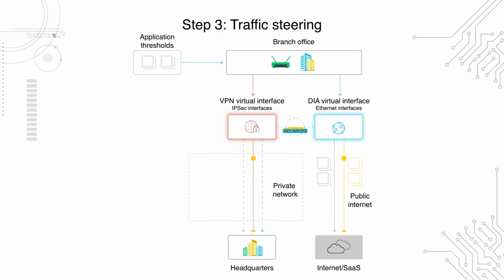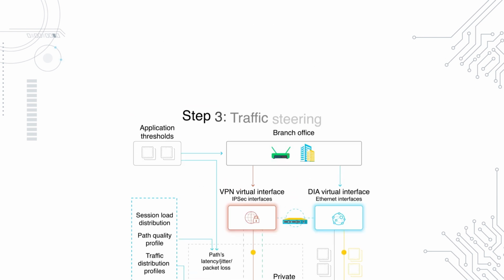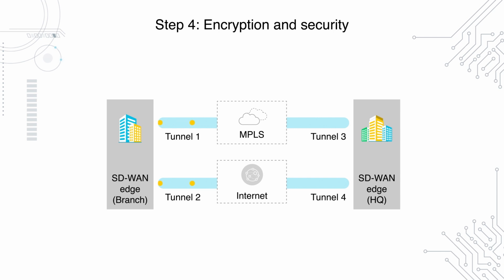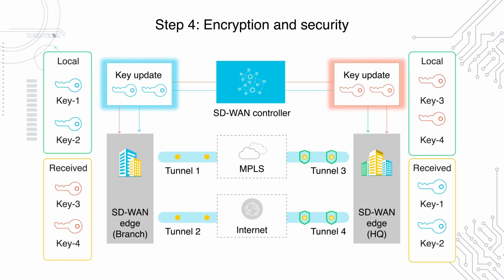Step 3. Traffic steering. Once the optimal path is selected, the appliance directs the traffic along its chosen path while continuing to make real-time assessments. Step 4. Encryption and Security. As traffic travels through the network, the SD-WAN appliance applies data plane or control plane encryption to protect the privacy and integrity of data.